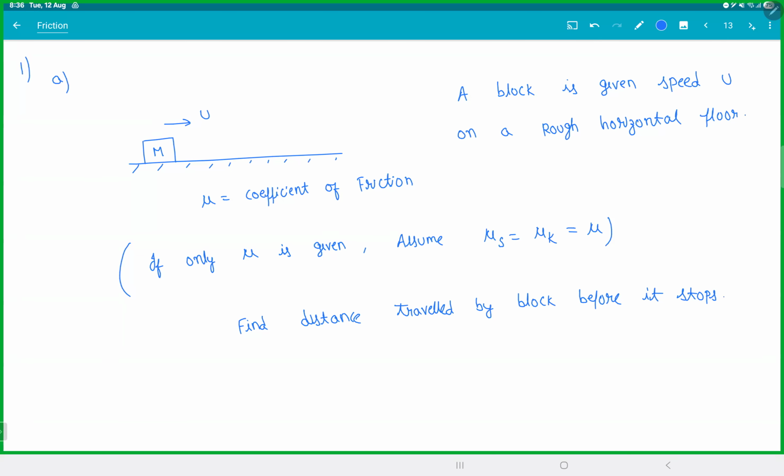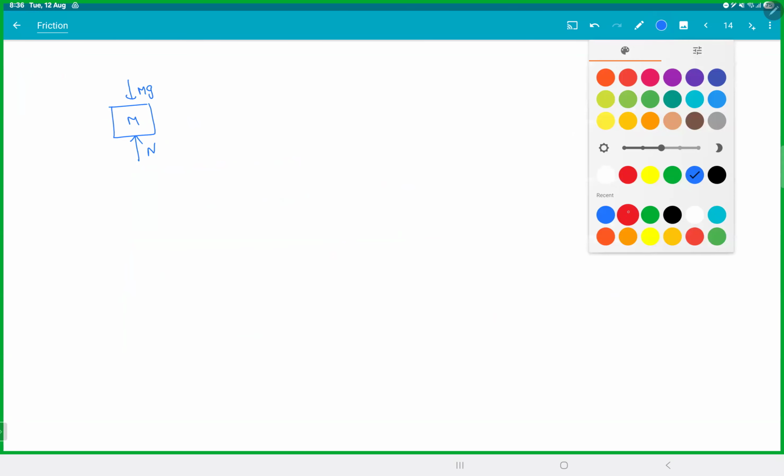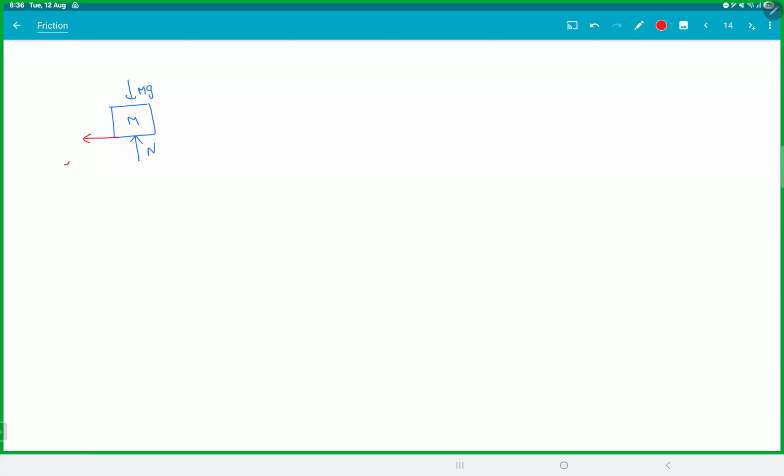So let me show you one. Step one, draw your FBD. Same story, just like NLM. Draw your FBD. What are the forces? Normal reaction, mg. Since the block is going towards the right, it is slipping, right? Therefore, friction will be backward. This will be F max. So you have to be clear with that, right?